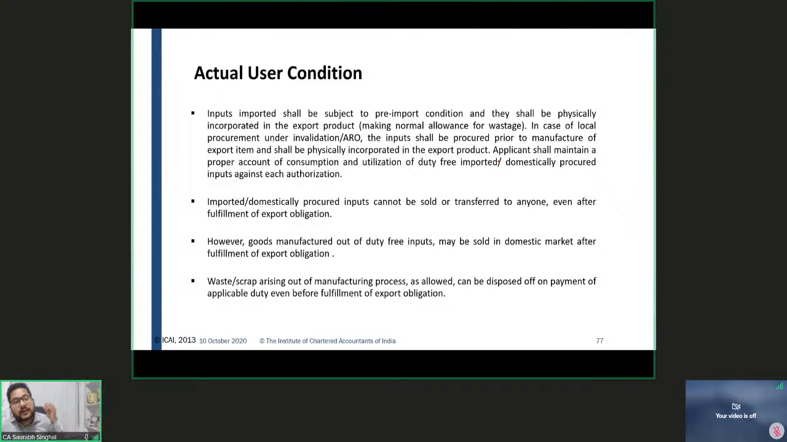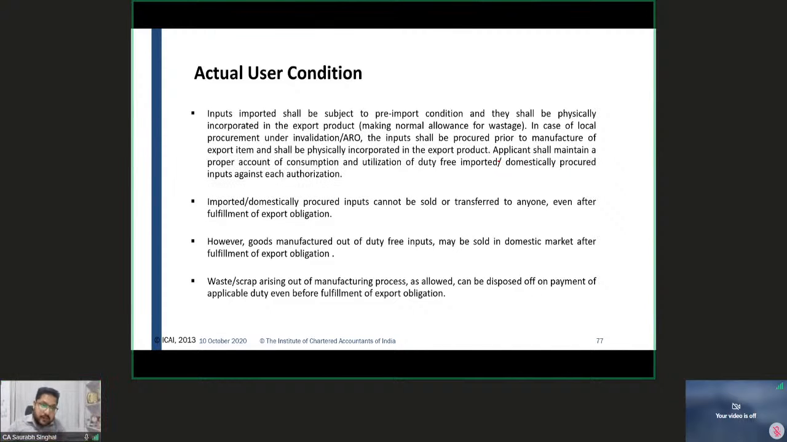If you have procured certain inputs under advance authorization duty free, they have to necessarily be incorporated with the export product. You can't sell them off. Imported or domestically procured inputs against advance authorization cannot be sold or transferred to anyone. Even when you have completed your export obligation, no, you can't do it.